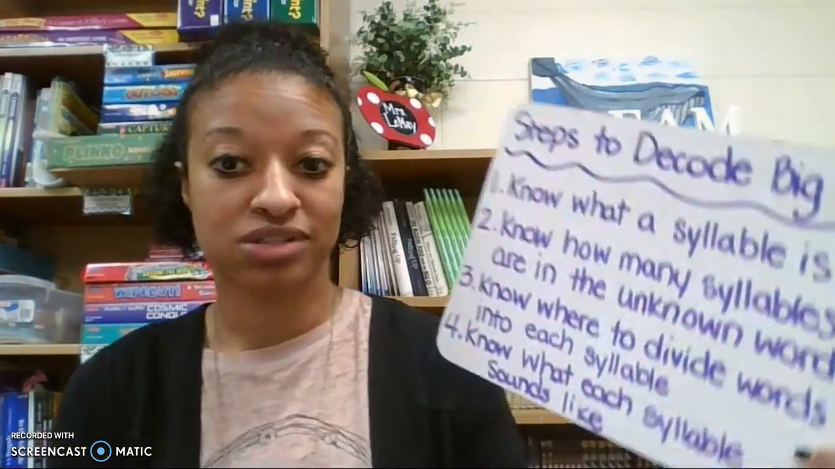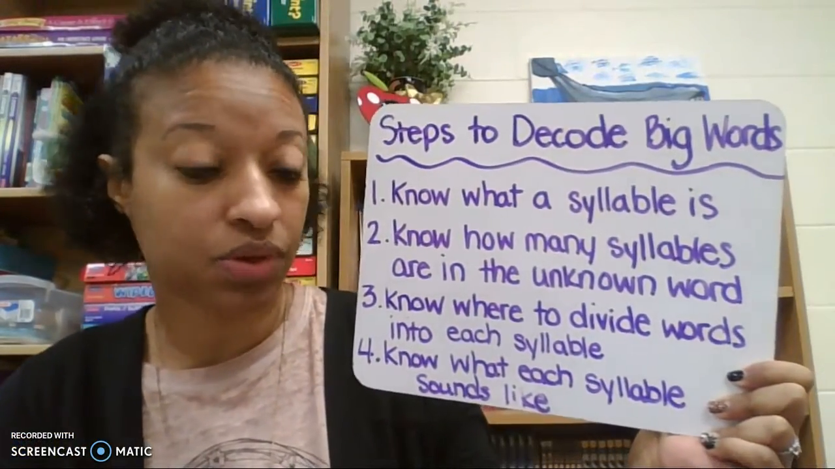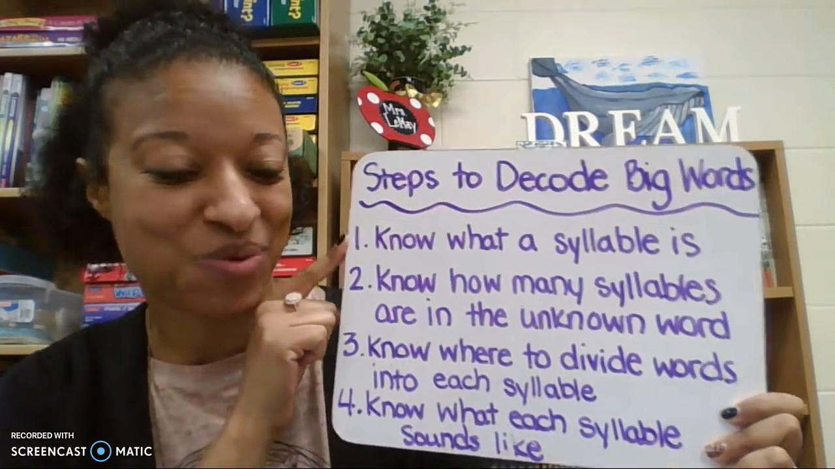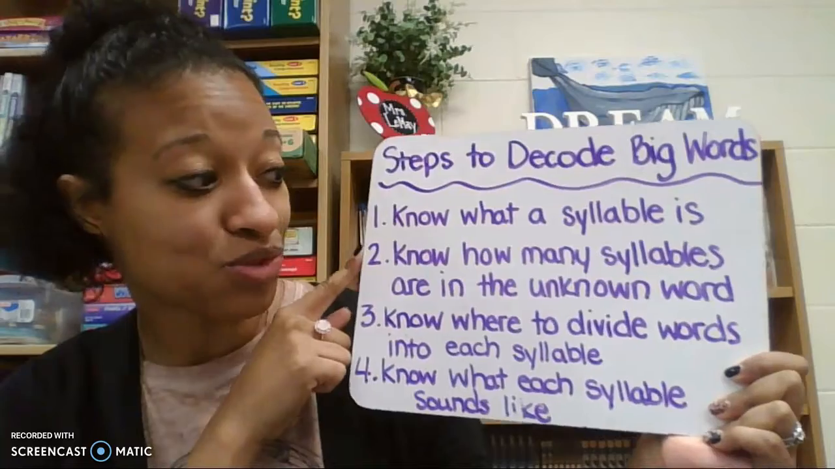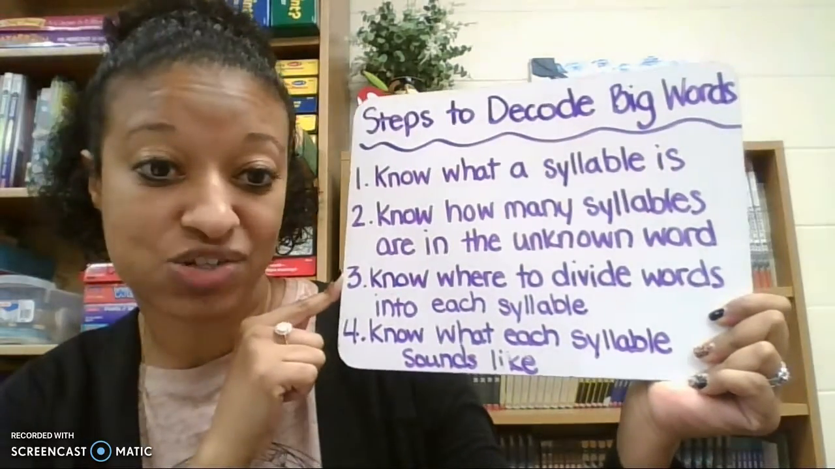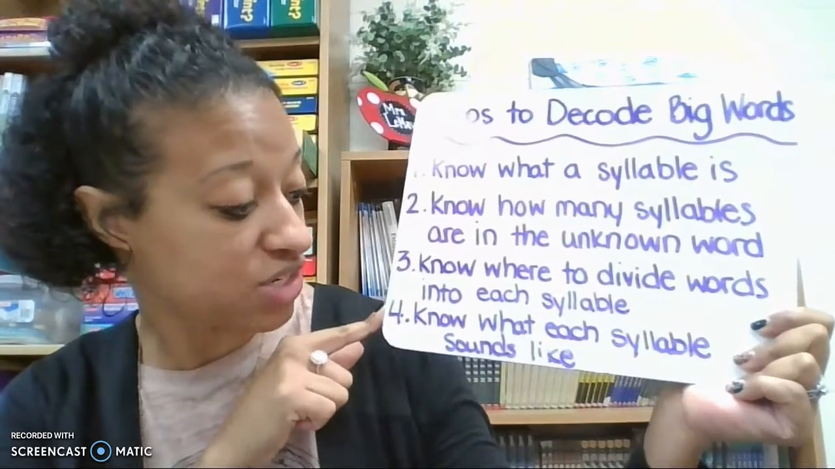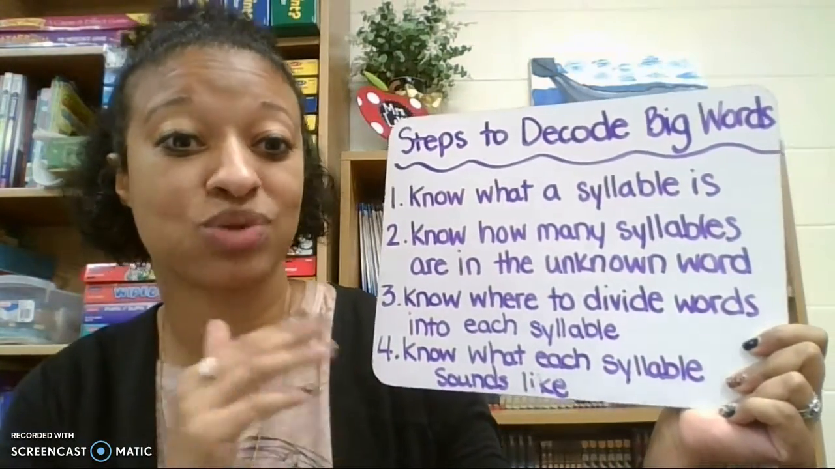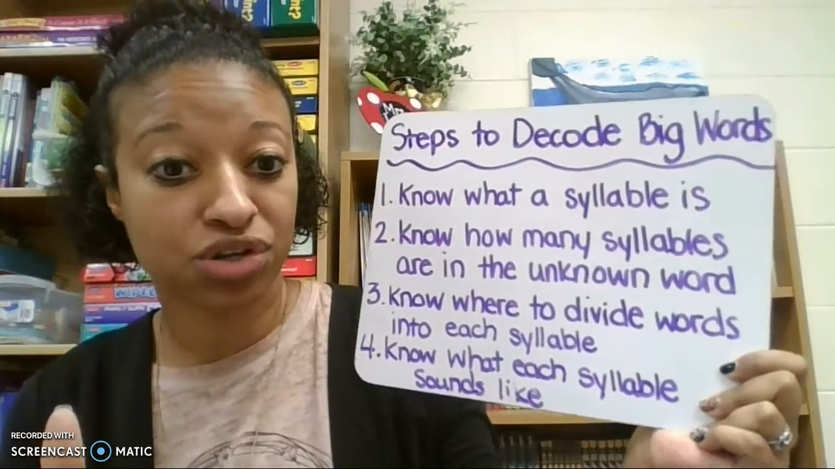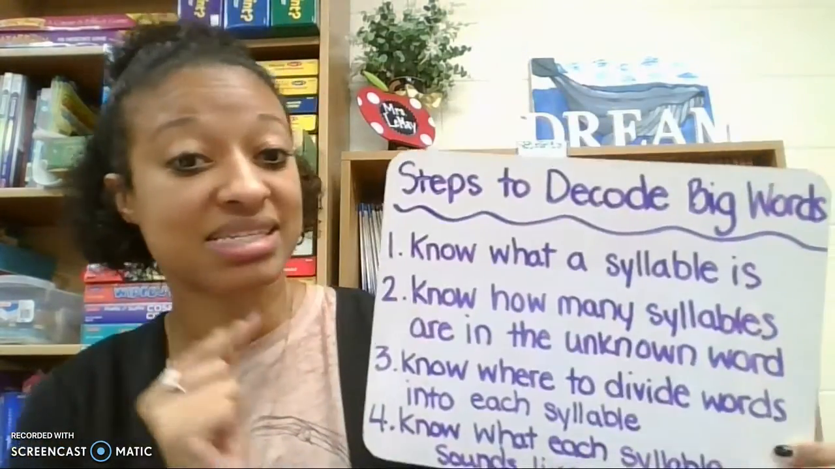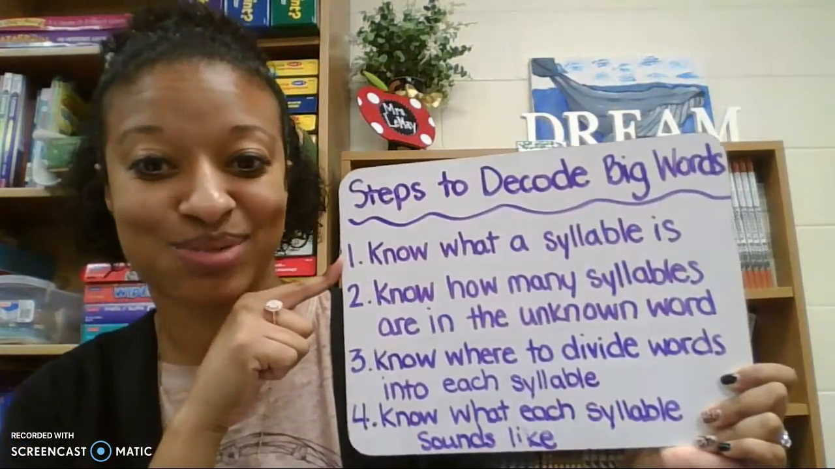So in order to decode big words, I have 4 steps that we're going to go through. Okay? 1, we have to know what a syllable is. That's very important. 2, know how many syllables are in unknown words. 3, know where to divide words into each syllable. And then 4, know what each syllable sounds like. Okay, and we're going to cover all of these steps and hopefully make it so it's automatic that when you're looking at a word you don't know, you'll be able to figure it out pretty quickly. Okay, today we're going to talk specifically about knowing what a syllable is.